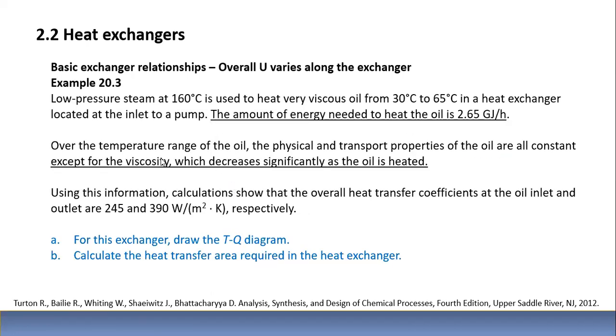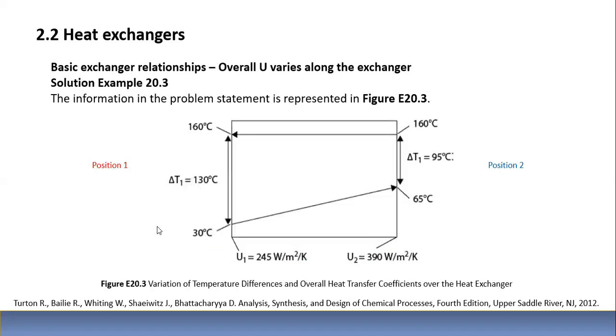So it does not tell us that it is a counter-current configuration. The exchanger is located at the inlet to a pump. So there is no clue in here that the exchanger has a co-current configuration, just like you're seeing here. But you're seeing that 160 is coming in on the opposite side of the exchanger and leaving on the side where the oil is coming in. So one of the things you guys will have to do is to assume a counter-current operation.